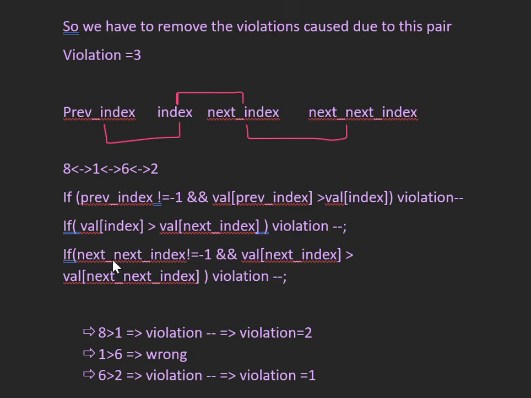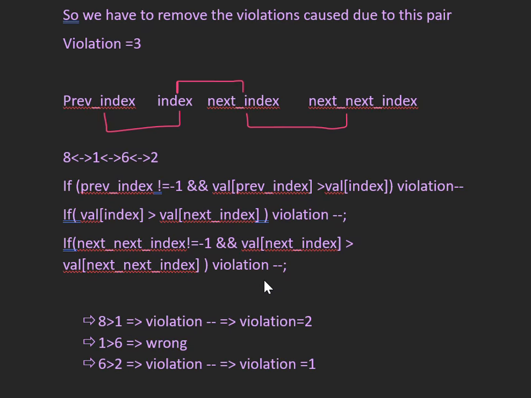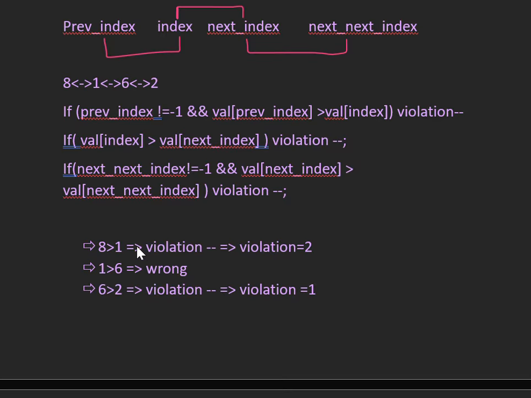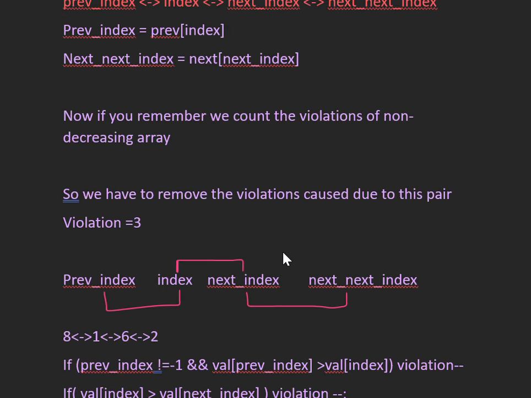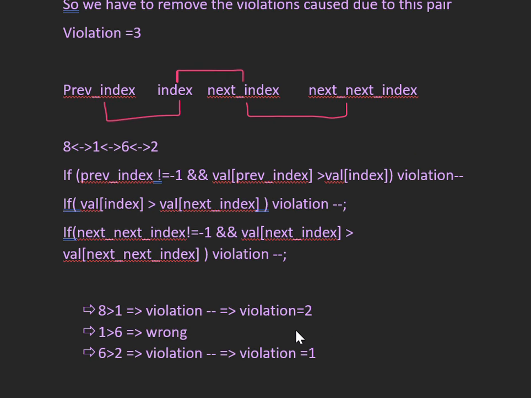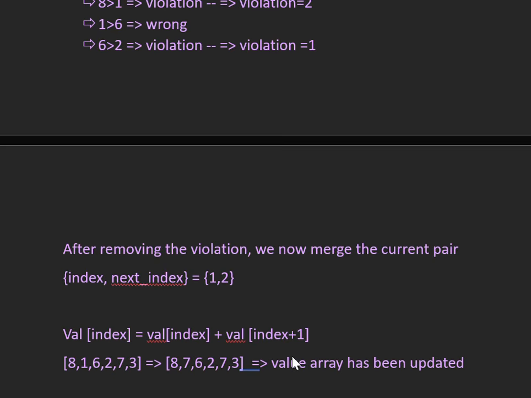Then we do the same thing: we check whether next index has any next element or not, and whether that 2 also has some violation. See here, 6 greater than 2 means one violation is there due to the element 6, so we reduce the violation. Once we reduce all the violations: 8 is greater than 1 means a violation is there, so we reduce violations from 3 to 2. 1 is greater than 6, this is wrong. 6 is greater than 2, yes, a violation is there, so we reduce violations to 1.